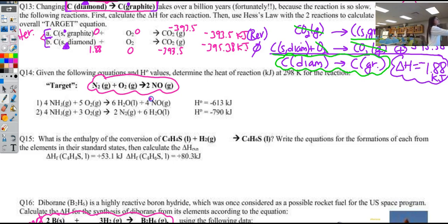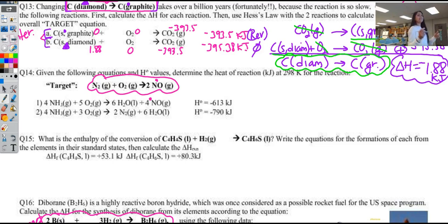So I'm going to use a circle on this, and I'm going to use a circle on this. Two things I need to check. One thing is the side it's on, reactant or product. So if in your target, that substance is on the product side, and it's on the reactant side in the intermediate, flip it. Okay, you're just going to reverse it. And you don't want to change your target equation. That's what you're trying to find the delta H for. You're actually going to change your intermediate, okay?